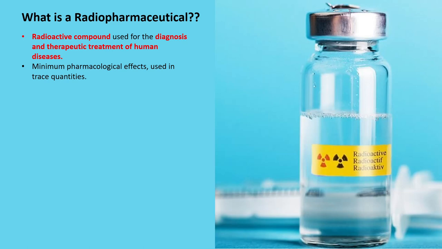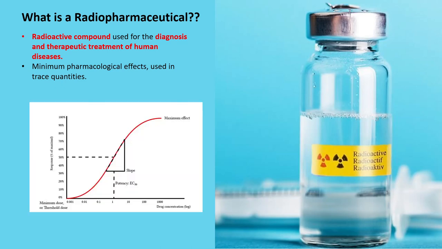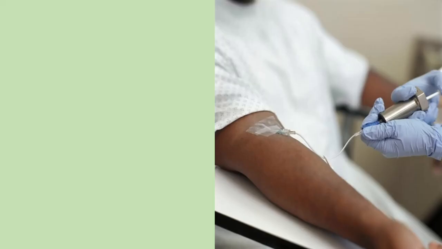And these radiopharmaceuticals have minimum pharmacological effect because they are used in trace quantities. As you can see from here, that's a graph between dose and response of a drug, and when the drug is used in trace quantity, it has a minimum pharmacological effect. So we administer this pharmaceutical to the patient to get some information out of it, based on what tracer or what radiopharmaceutical we are injecting.